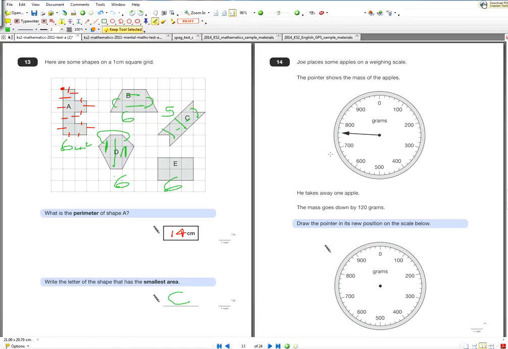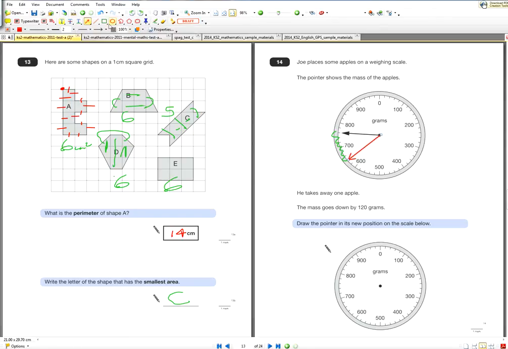Now, if we look at the scale, first of all, we need to work out that each little notch represents how many grams? 20. Well done. So 120 grams is going to be worth how many notches? 6 notches. So we've got to move the line 6 notches down. 1, 2, 3, 4, 5, and 6. So we need a new line. We're going to go from here to there. So it should be 600 plus 2 little notches up.